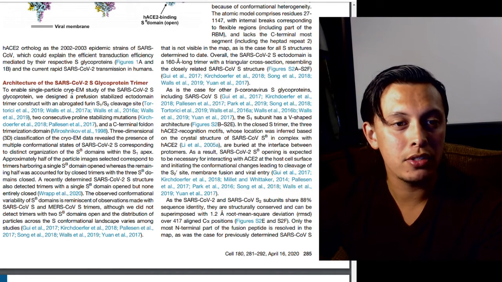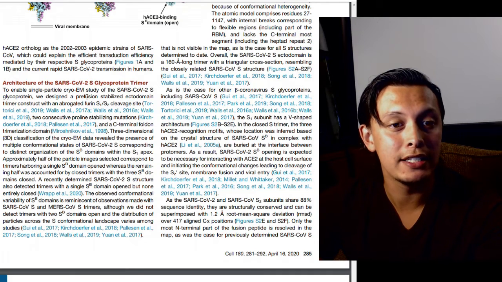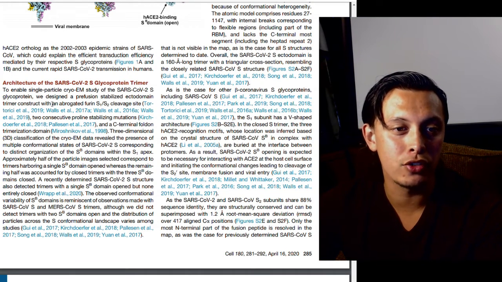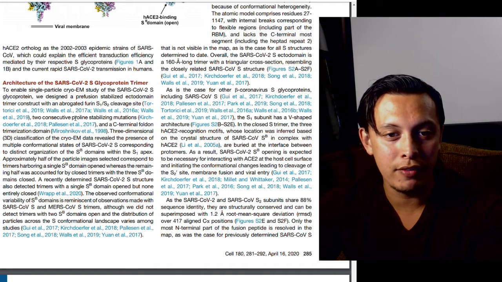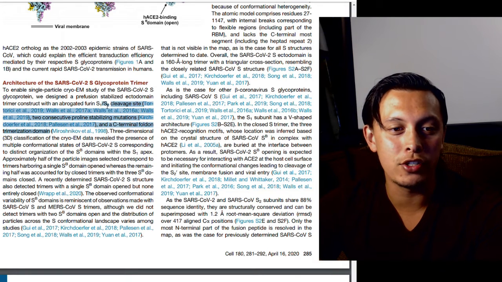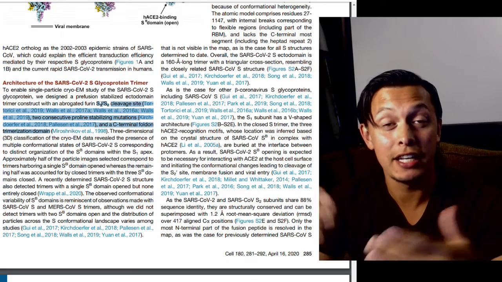To enable single particle cryo-EM studies of the SARS-CoV-2 S glycoprotein, we designed a pre-fusion stabilized ectodomain trimer construct with an abrogated furin S1/S2 cleavage site, 2 consecutive proline stabilizing mutations, and a C-terminal foldon trimerization domain. So these are the genetic engineering techniques that I was talking about.